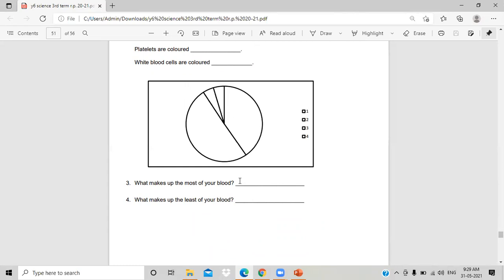So the question down here is, Ruqayya, what makes up the most of your blood? Red blood. No. White blood cell. No. Look at, do you have the book?